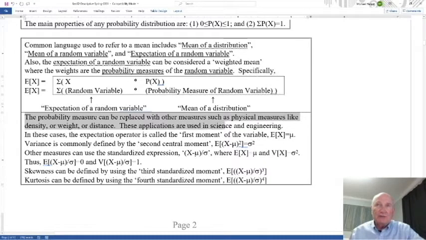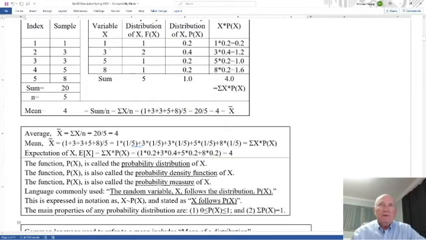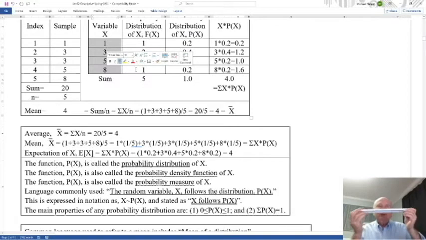And these applications are used in science and engineering. Now, some of you who've been in engineering or want to go into engineering, this is used quite a bit, or in science. For example, density. The density of something, the actual balance of something, the weight, could be the balance of it. For example, in here we have 1, 3, 3, 5, and 8, and I could take an 8-inch ruler and have 1, 3, 3, 5, and 8. I put one weight here, 2 weights here, 1 and 1, and that's going to be balanced.